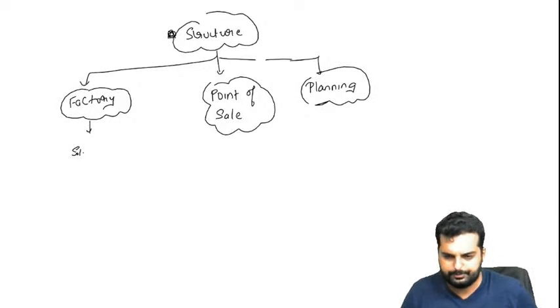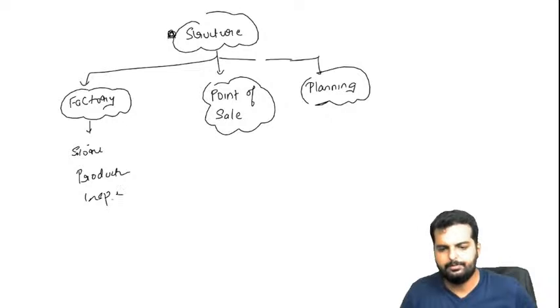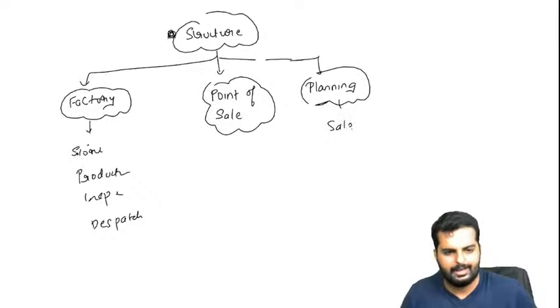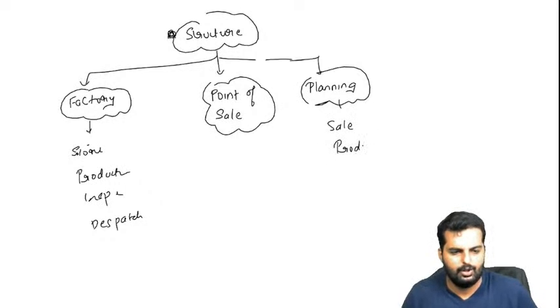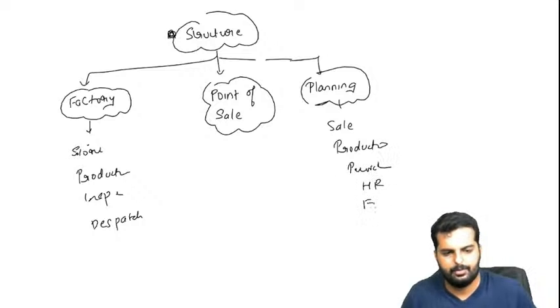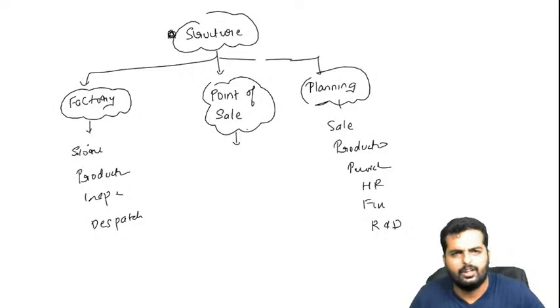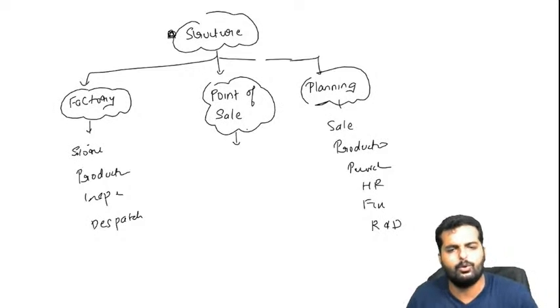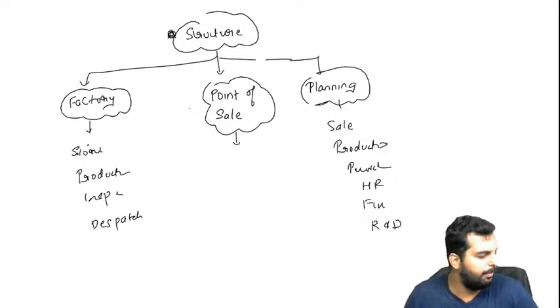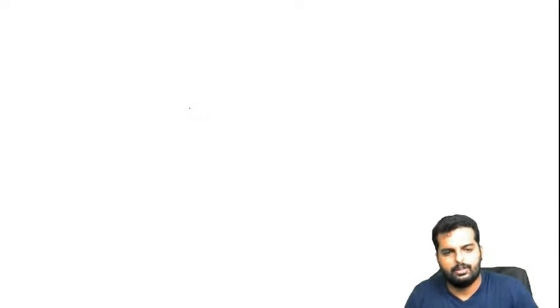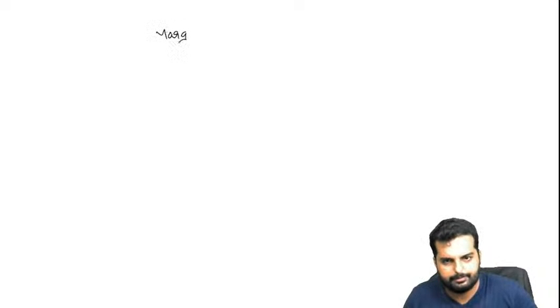You had store, you had production, you had inspection, and finally you had what? You had dispatch. Here also we had a lot of planning departments. One was sale, one was production, purchase, HR, finance, R&D. These were the planning departments, and here was the point of sale. Logistics was coming in, wholesaler, retailer, distributor, whatever you want to call it was coming over here. I hope you remember this part, friends. Alright. After this, we went to the next thing called as marginal costing basics.